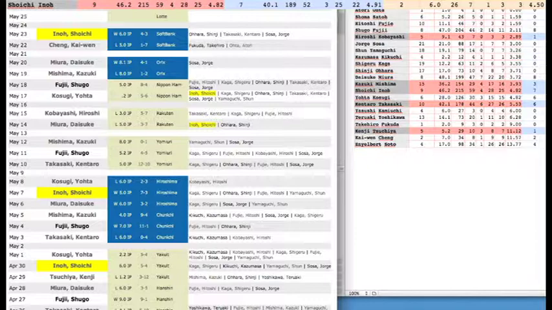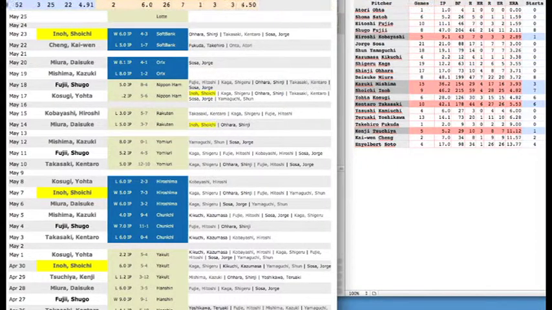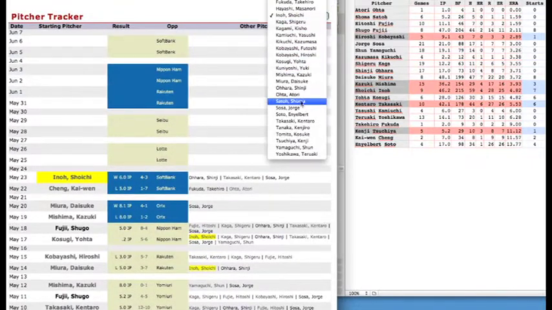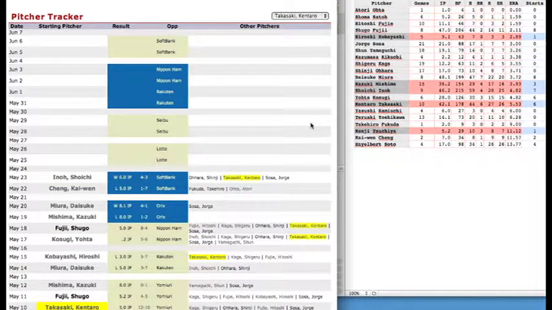4.50, not necessarily the best, but when he's been on his game, he has really pitched well. Next, Kintaro Takasaki. And we are starting to get into people with really bad ERAs.